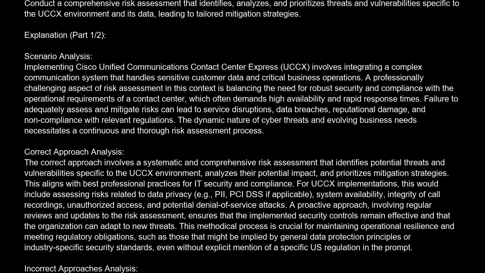Explanation. Scenario analysis. Implementing Cisco Unified Communications Contact Center Express UCCX involves integrating a complex communication system that handles sensitive customer data and critical business operations.